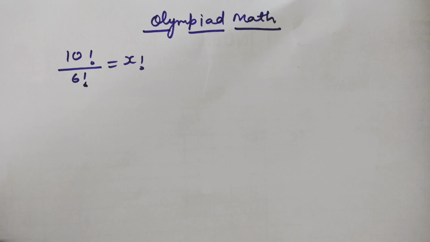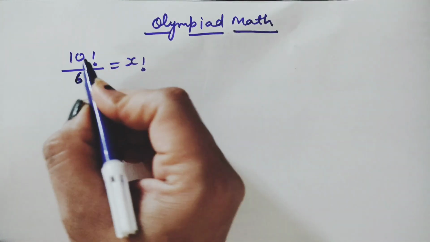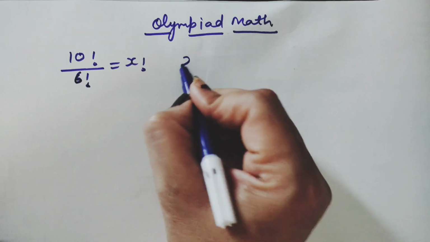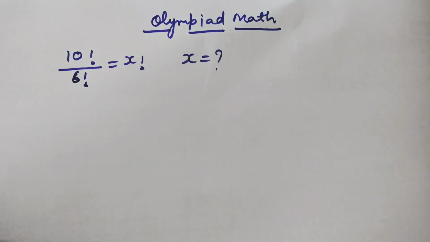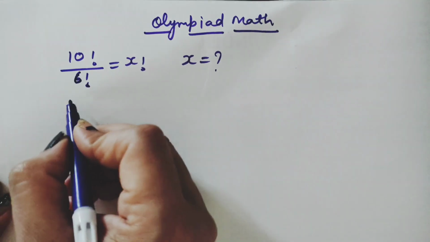This is a factorial based question. You can see here 10 factorial upon 6 factorial is equal to x factorial, and we need to find the value of x. So first of all we will split this 10 factorial till 6 factorial.